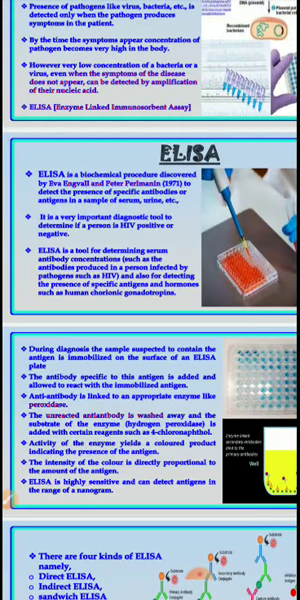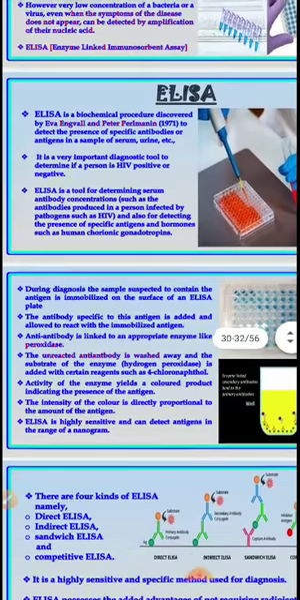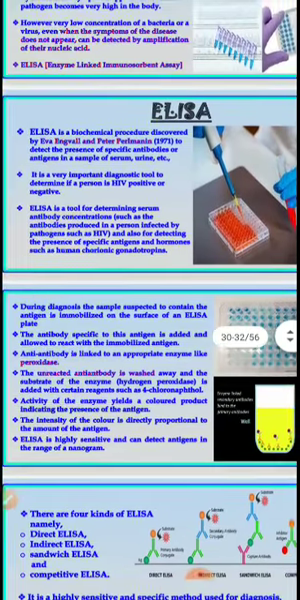ELISA is a biochemical method, so biochemical engineering is involved. They also work on it in that technology. BSc biochemistry students also do the ELISA test. This is how they are doing it. It was discovered by Engvall and Perlmann in the year 1971 to detect the presence of a specific antibody or antigen in a sample of serum, urine, etc.